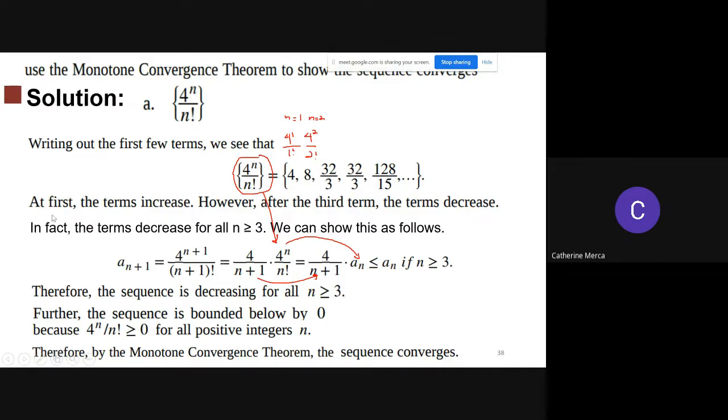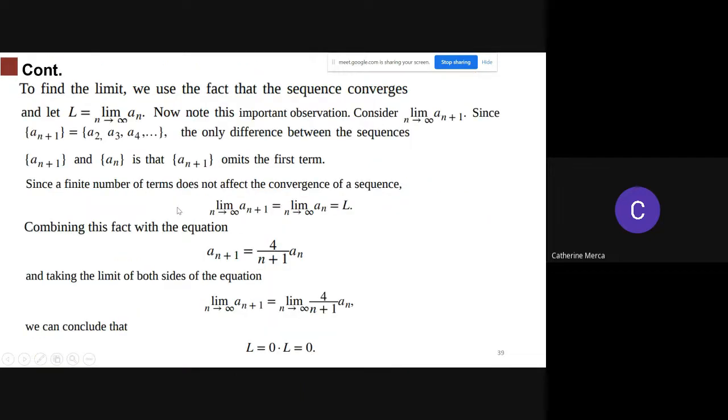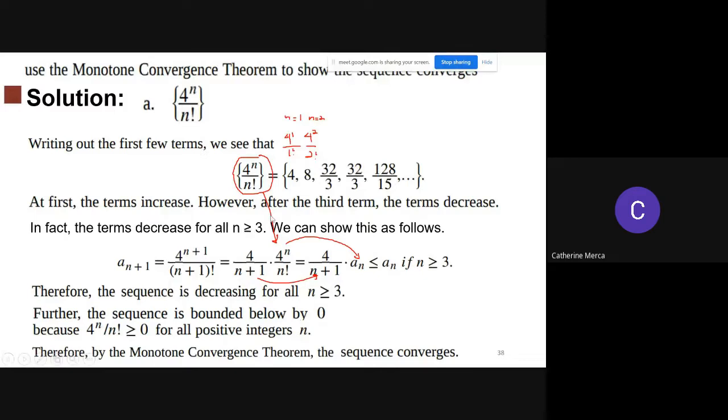So, notice also that at first, the terms increase. However, after the third term, first, second, third, after the third term, the terms decrease. In fact, the terms decrease for all n greater than or equal to 3. So how do you show that? You can show this as follows.